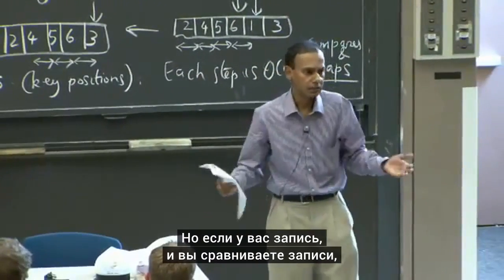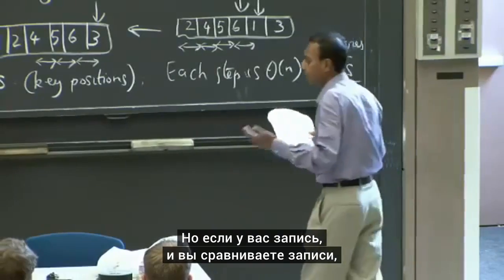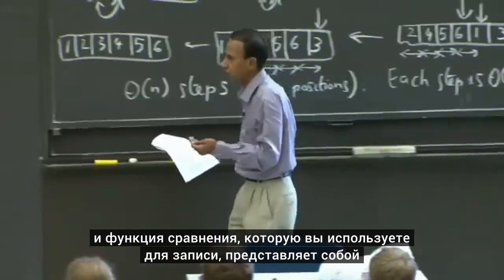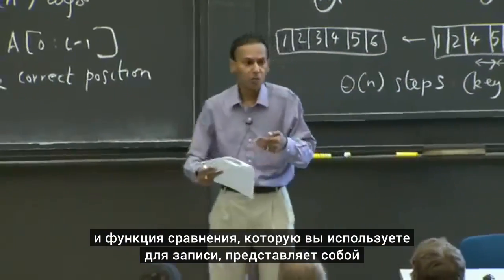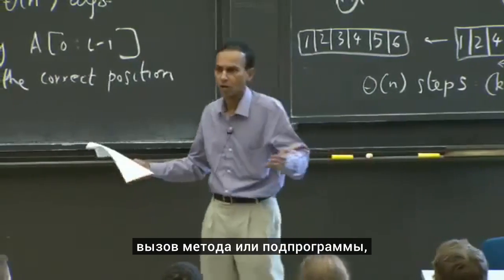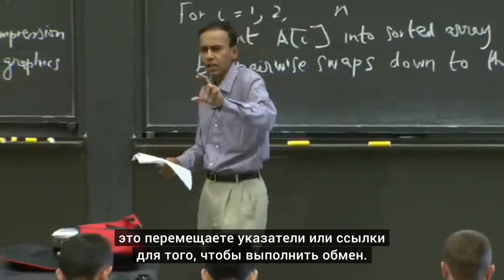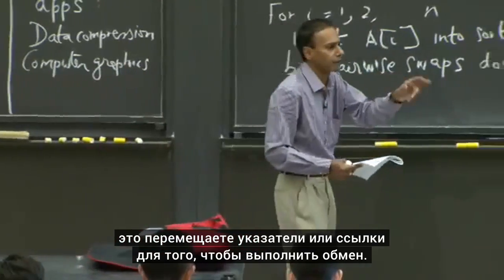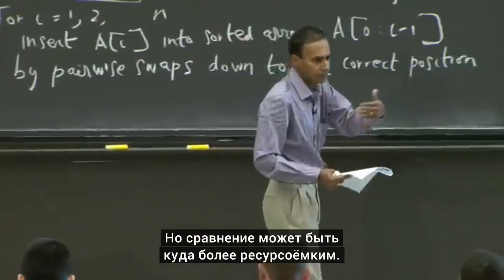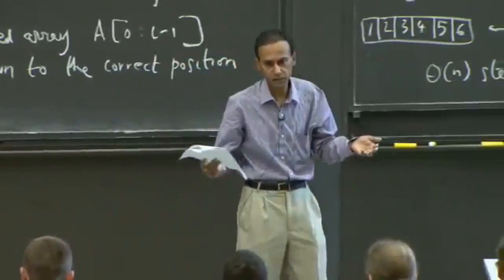So it's a perfectly reasonable assumption that compares and swaps for numbers have exactly the same cost. But if you had a record and you were comparing records, and the comparison function that you use for the records was in itself a method call or a subroutine, it's quite possible that all you're doing is swapping pointers or references to do the swap, but the comparison could be substantially more expensive. Okay?